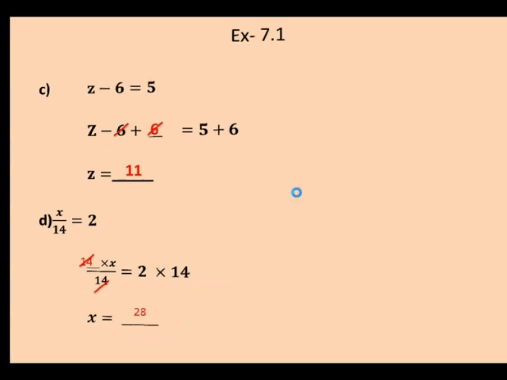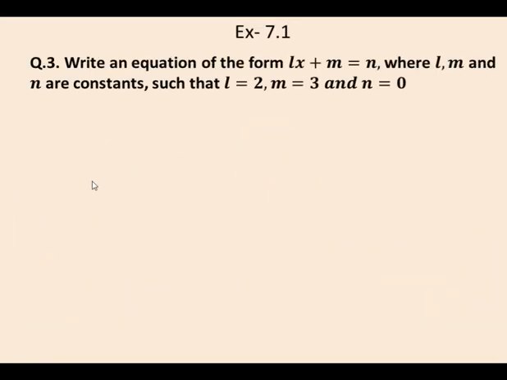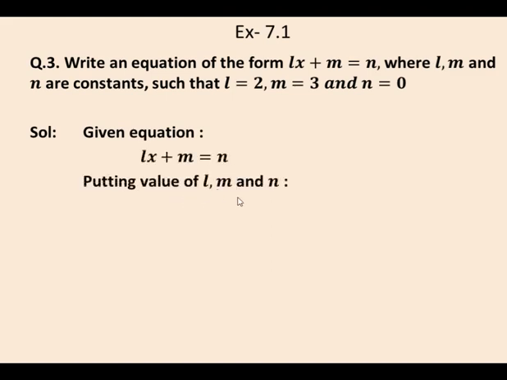Okay. Then we are having question number 3. Write an equation of the form Lx plus m equal to n, where L, m and n are constants, such that L equal to 2, m equal to 3 and n equal to 0. So we have to write the equation by putting in the values of the given variables. So given equation is Lx plus m equal to n. Now by putting the values of L, m and n, what we get? Value of L is 2, so 2x. m is 3, so plus 3, and n equal to 0, so 0. 2x plus 3 equal to 0.